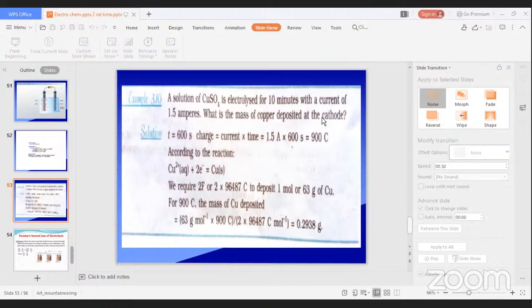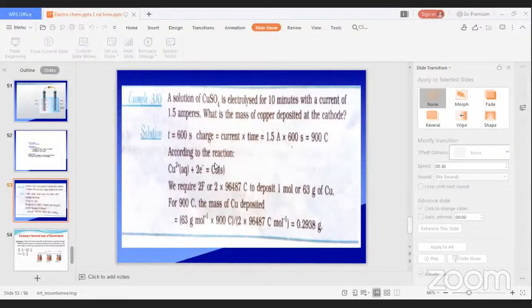So simple. Q equals IT. We are calculating Q. Q equals IT, where we take I in amperes. 1.5 ampere is given, and 10 minutes equals 10 into 60, which is 600 seconds. So 900 coulombs of electricity passed. Q equals IT.